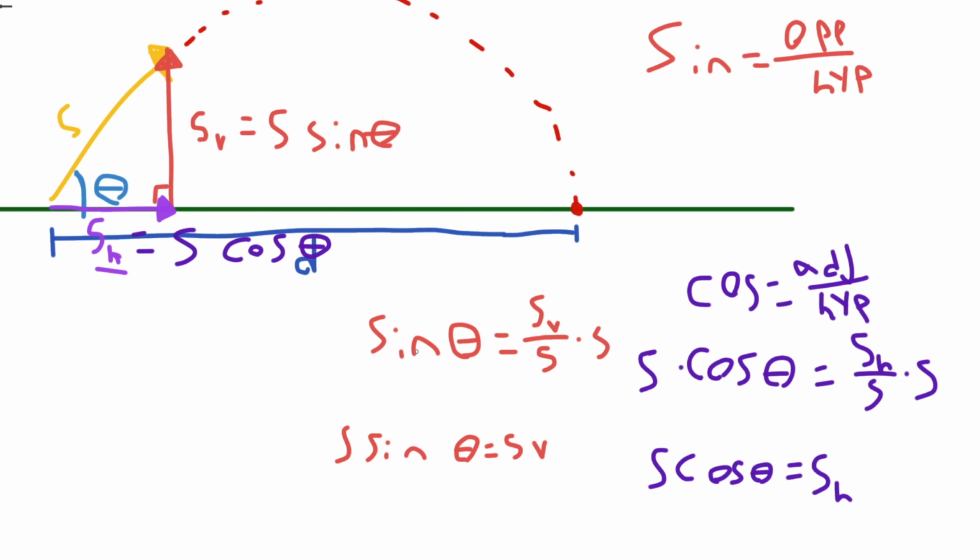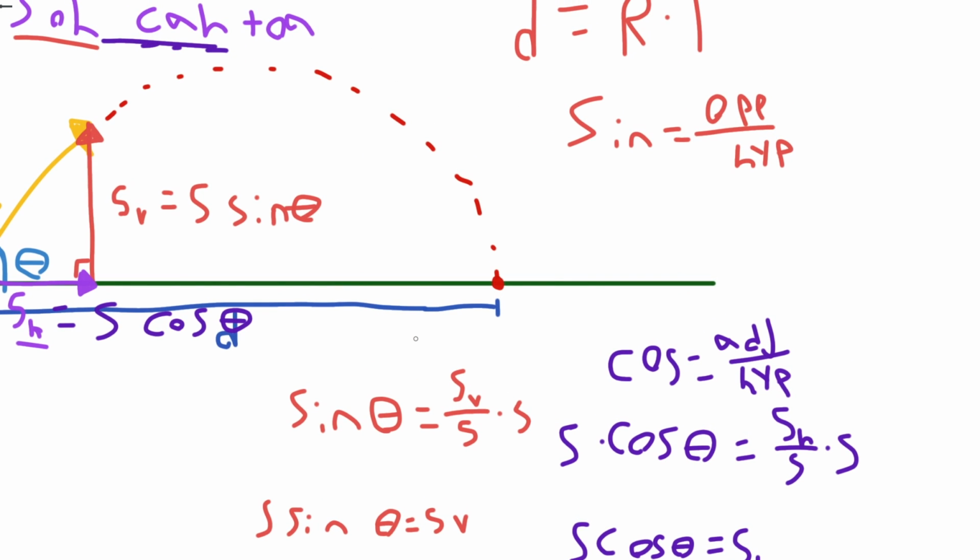figuring out what D is. So now we know the rate. We know the rate as S cosine of theta. Now we have to figure out the time. So how do we figure out the time, or what's called hang time? So how long it's in the air.